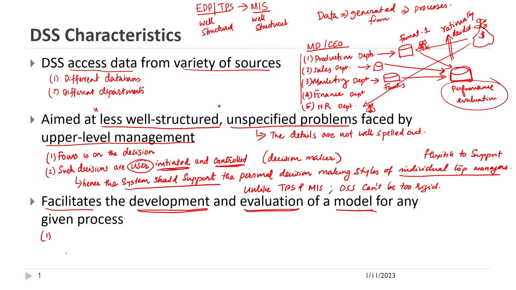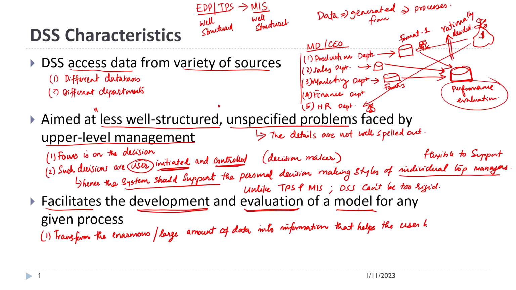Okay. The first step is you transform the enormous amount of data, or large amount of data, into information. What information? Okay, not any information, into information that helps, okay, that helps the user to make good decisions.